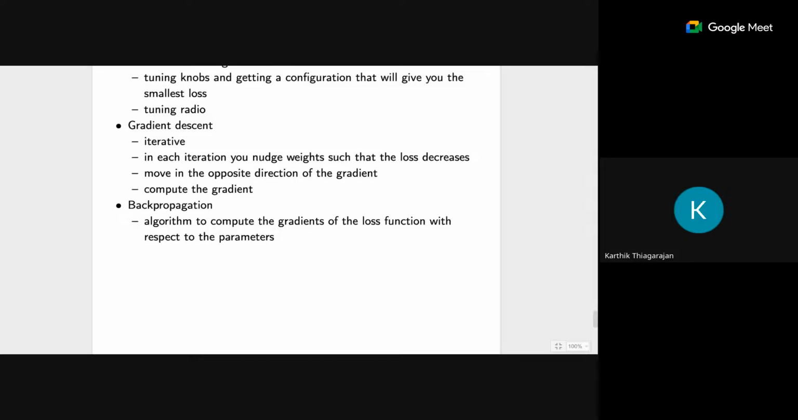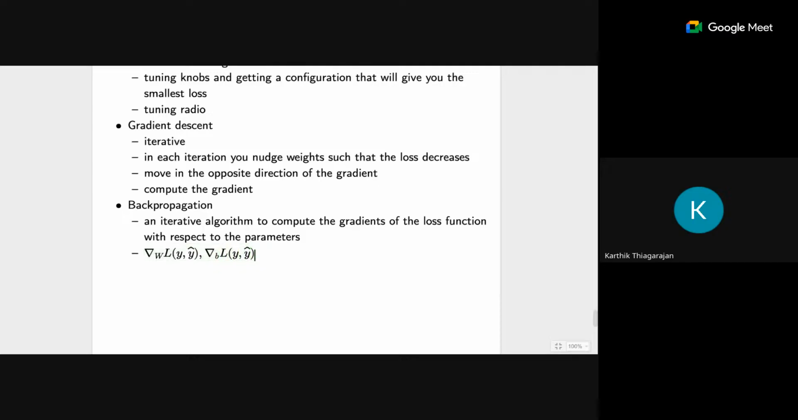Sometimes this is used interchangeably with gradient descent itself, but it is not the case. So what we mean by backpropagation is an iterative algorithm. This is also iterative, meaning it will proceed step by step, that will compute the gradients. So what are the gradients? Typically you have y comma y hat, that is your loss function, right? And this is the gradient of the loss with respect to W, gradient of the loss with respect to B, right?